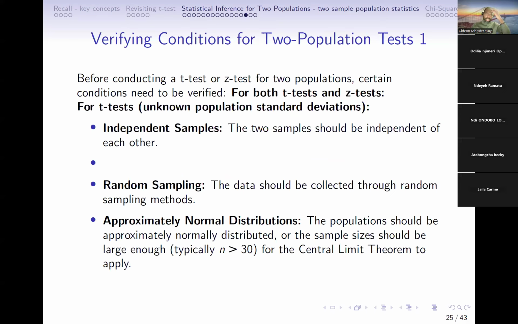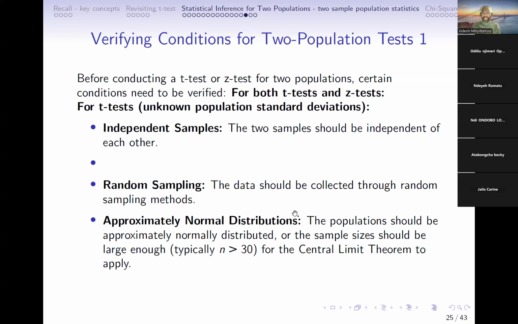For the two-sample t-tests, we also said there were conditions that you can verify. Those conditions are necessary for you to determine whether you are using the t-test or the z-test. So for the t-test with unknown population standard deviation, you have to verify that you have independent samples. So the two samples should not be interdependent in some way. They are independent samples.